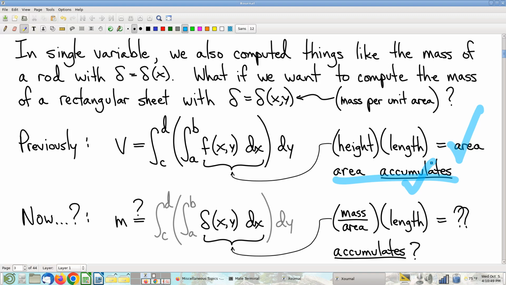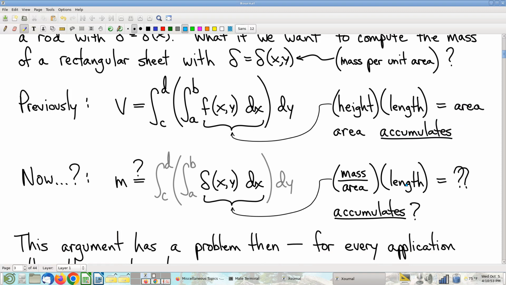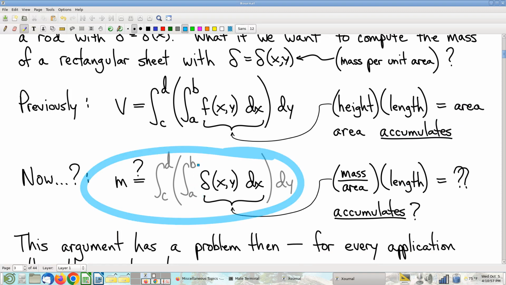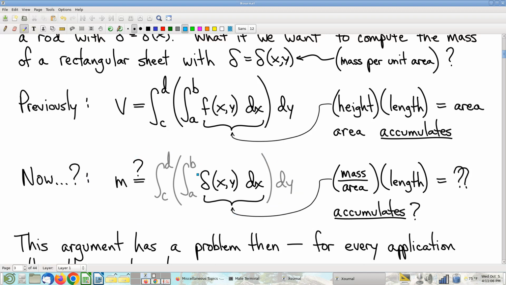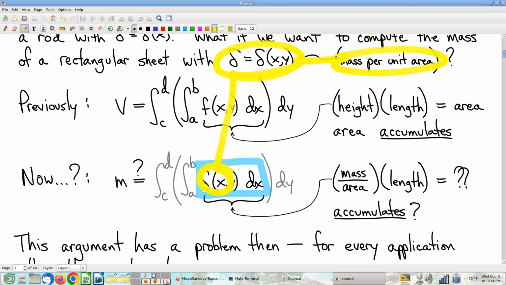Okay, now let's try to see if we can go through the same thing here. This is kind of what I would expect. I mean, again, naively, does this work for volumes? Maybe this ought to work for masses. It kind of seems like it ought to work. But let's think it through. What is this? Keeping in mind, density is mass per unit area.